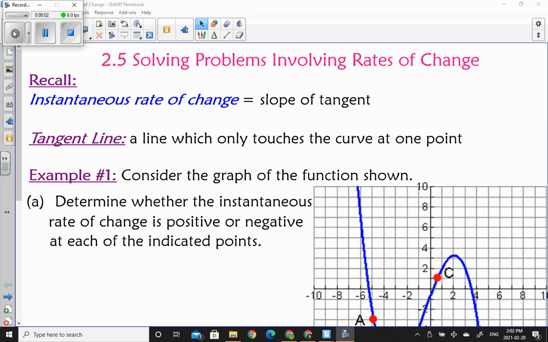Okay, lesson 2.5, solving problems involving rates of change. We recall that instantaneous rate of change, or IROC, is the slope of the tangent to a curve at the point at which we want to find the instantaneous rate of change. And a tangent line is a line which only touches the curve at one point. So let's look at the example we have here.